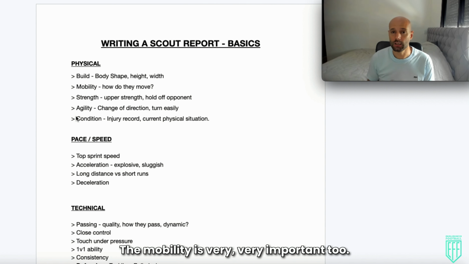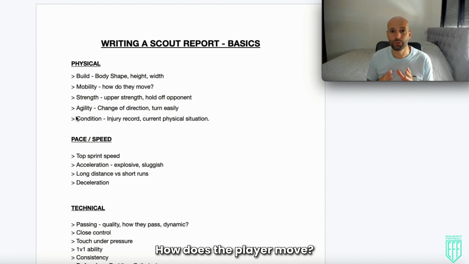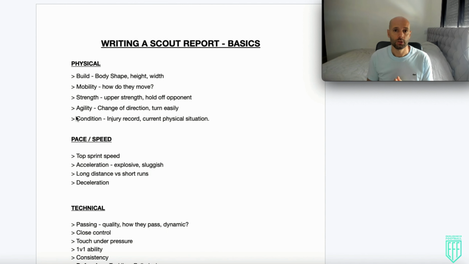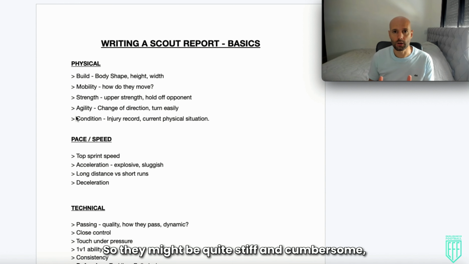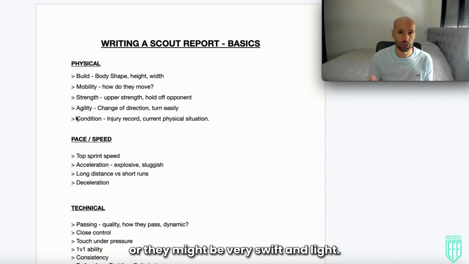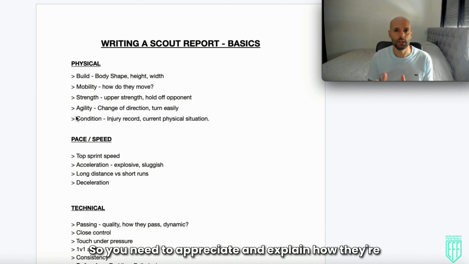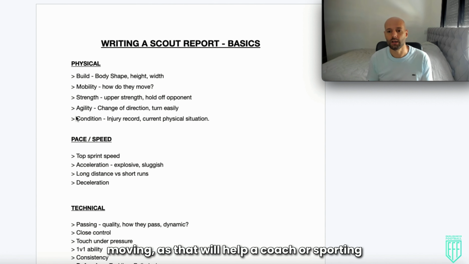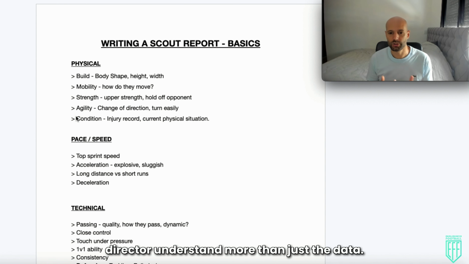The mobility is very, very important too. How does the player move? They might be quite stiff and cumbersome, or they might be very swift and light. So you need to appreciate and explain how they're moving, as that will help a coach or sporting director understand more than just the data.